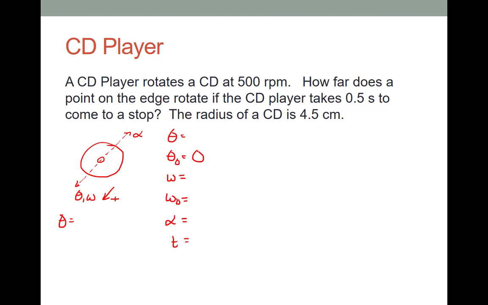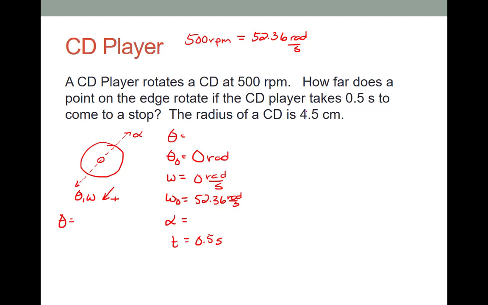Okay. Again, I'm allowed to put my 0 anywhere I want in the rotation. So I'm going to start at 0. 500 RPM is equivalent to 52.36 radians per second, following the same unit conversion I used for the table saw problem. That, in this case, is my initial angular velocity. My final angular velocity is 0 because it comes to a stop. And we're told it takes a half second to complete this process.